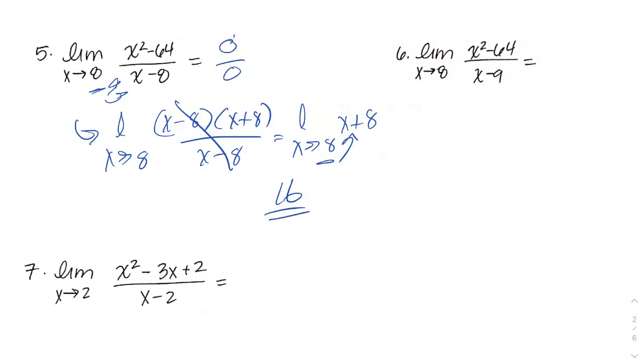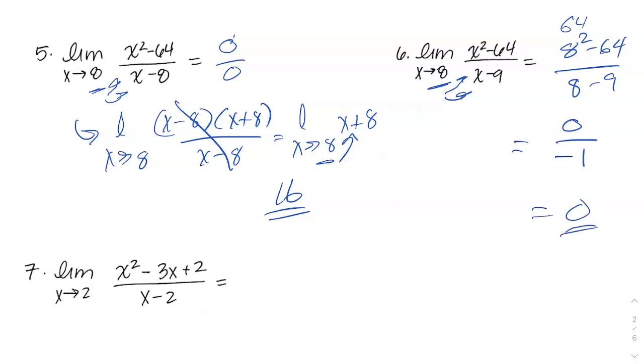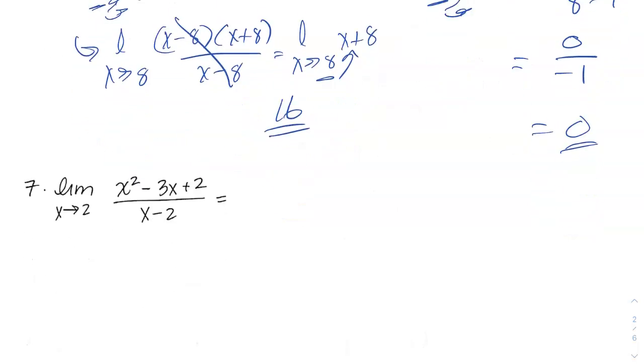The next one. Sub in 8. Try it first. And look what happens. On top I get 64 minus 64, which is 0. But on the bottom I get negative 1. Well, that's just 0. Remember, 0 on top is 0. So that one wasn't indeterminate. It actually got a value for that one.